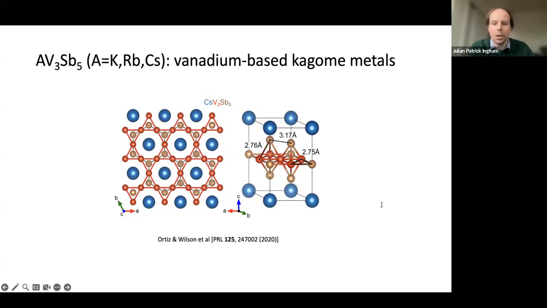So these materials consist of a stack of weakly coupled layers. There's a kagome network of vanadium and antimony atoms, shown here in red, with antimony atoms located at the centers of the hexagons. Then there's a second layer consisting of a hexagonal lattice of antimony atoms where the honeycomb sites are situated at the centers of the triangles of the kagome layer underneath it. And then finally, we have a triangular lattice of alkali metals located above the centers of the hexagons, indicated in blue here.